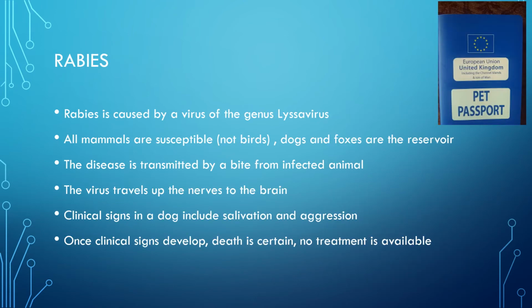Rabies. Rabies is caused by a virus of the genus Lyssavirus. All mammals are susceptible, but not birds. Dogs and foxes are the main reservoir. The disease is transmitted from a bite from an infected animal, and the virus travels up the nerves to the brain. Clinical signs in a dog include salivation and aggression. One thing is for sure, once the clinical signs develop, death is absolutely certain. There is no treatment available after the clinical signs develop.